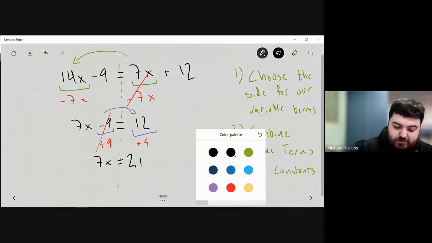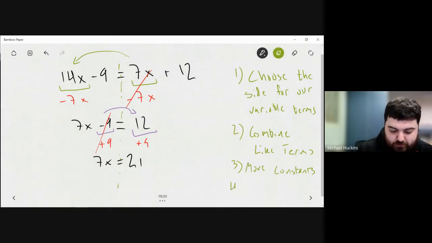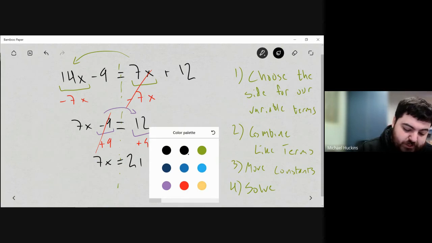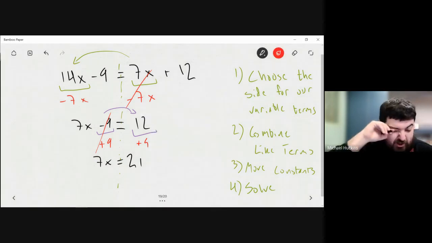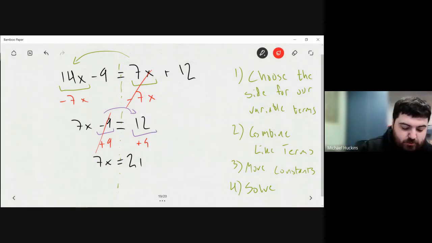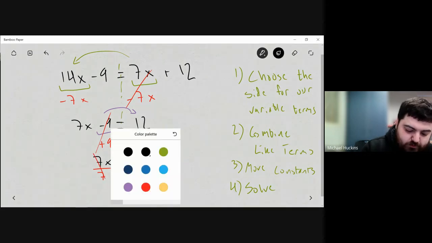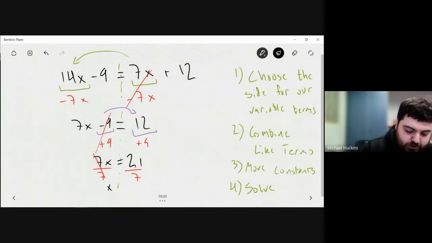And this brings us to the final step, which is to solve the actual equation. Now this is a one-step equation that we've done before. I have 7 times x equals 21. The inverse operation of multiplication is division. So I will divide each side of the equation by 7, leaving me with a final solution of x equals 3.